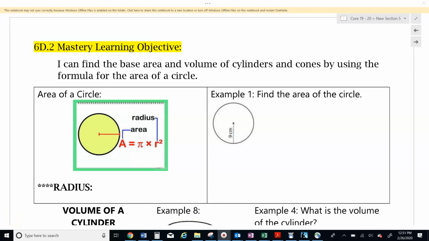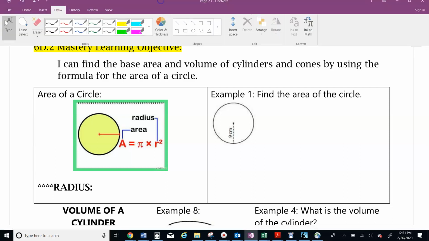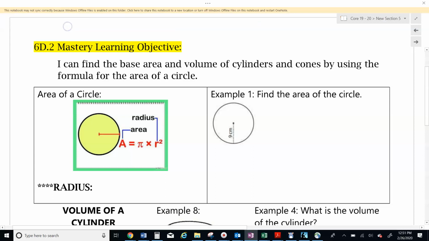Right, we're looking at 6D.2. I can find the base, area, and volume of cylinders and cones by using the formula for the area of a circle. So the area of a circle is area equals pi r squared, and the most important part of this is that r is your radius.